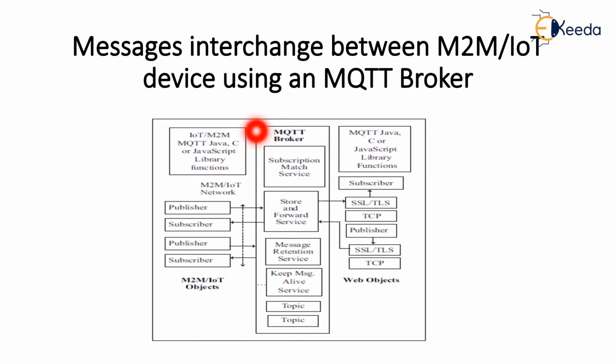This is the MQTT broker, with subscription match services, store and forward services, message retention services, keeping messages alive services, and topics. These are the web objects, which have MQTT Java, C or JavaScript library functions, then SSL, TLS, TCP, and publishers. This is the M2M IoT network, which also has MQTT Java, C or JavaScript. This is the M2M IoT objects side and this is the web objects side. The broker acts as the intermediary between these two.